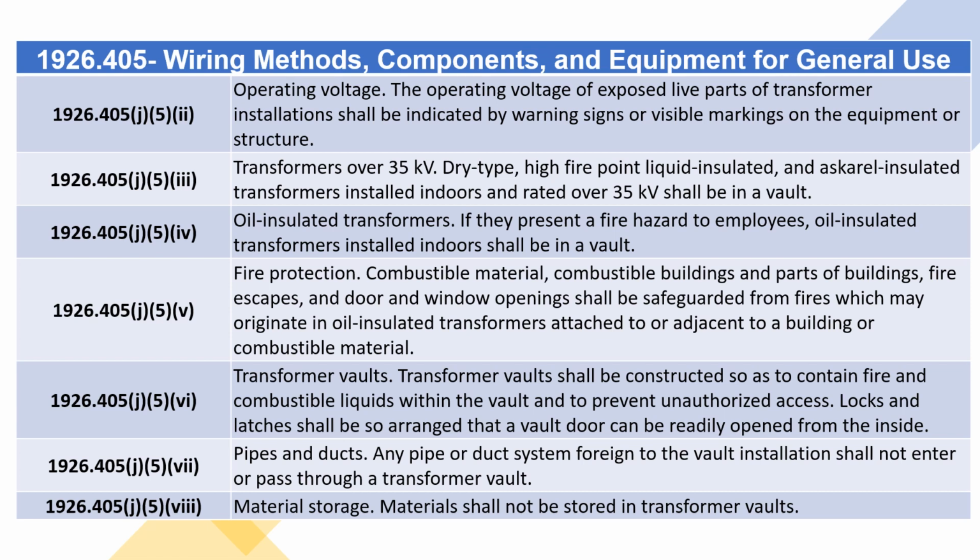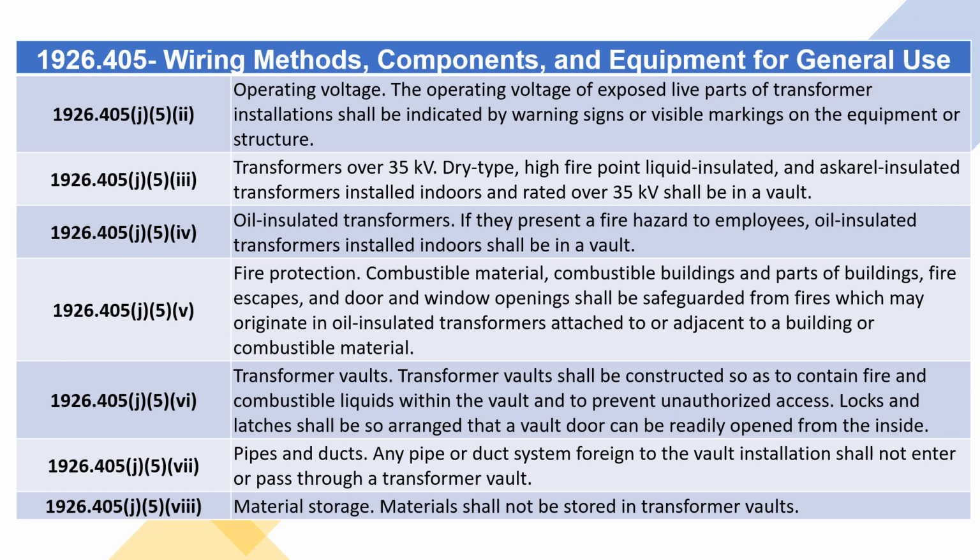Fire protection. Combustible material, combustible buildings and parts of buildings, fire escapes, and door and window openings shall be safeguarded from fires which may originate in oil-insulated transformers attached to or adjacent to a building or combustible material. Transformer vaults. Transformer vaults shall be constructed so as to contain fire and combustible liquids within the vault and to prevent unauthorized access. Locks and latches shall be so arranged that a vault door can be readily opened from the inside.